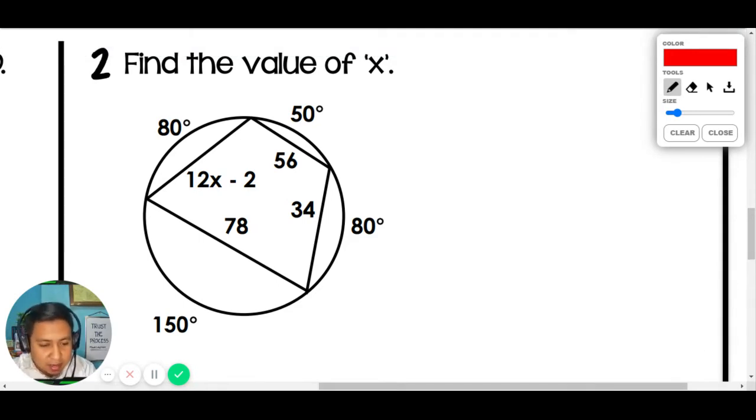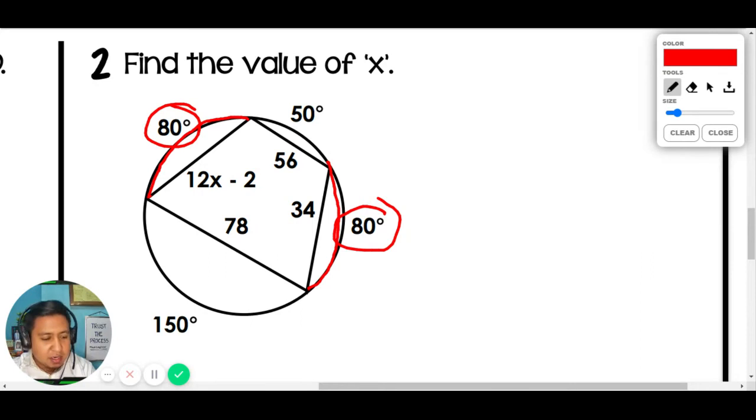Now let us look at the diagram. As you can see here, we have an inscribed quadrilateral here, and all of the sides of the quadrilateral are the chords of this circle. So we have here 50 degrees for this arc. We have 80 degrees for this arc. We have 150 degrees for this arc. And we have 80 degrees for this arc. Now, what have you noticed with the minor arcs here? As you can see, this 80 degrees and this one, they are congruent or equal. Meaning to say, these two arcs are congruent.